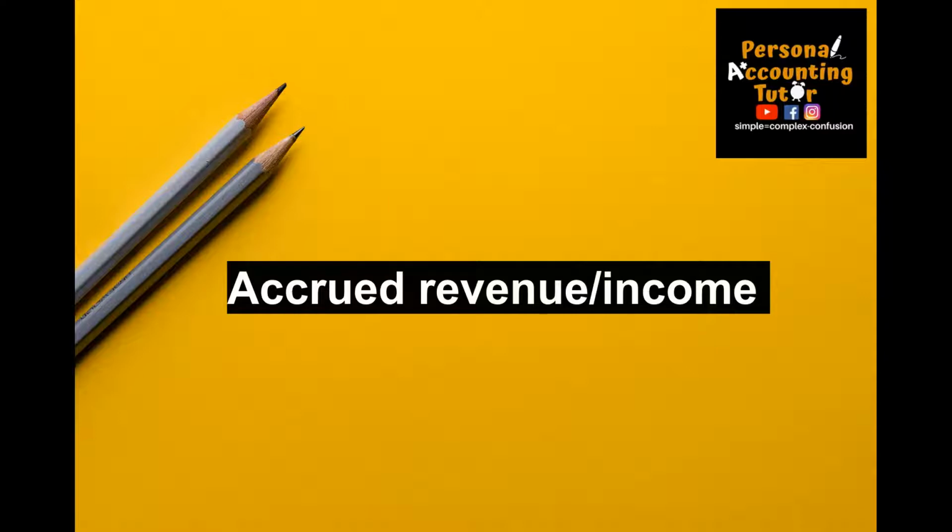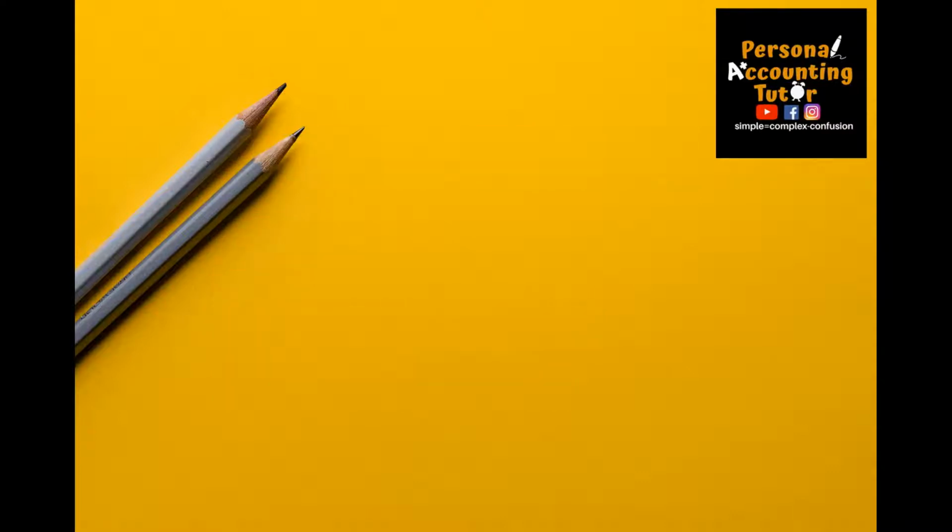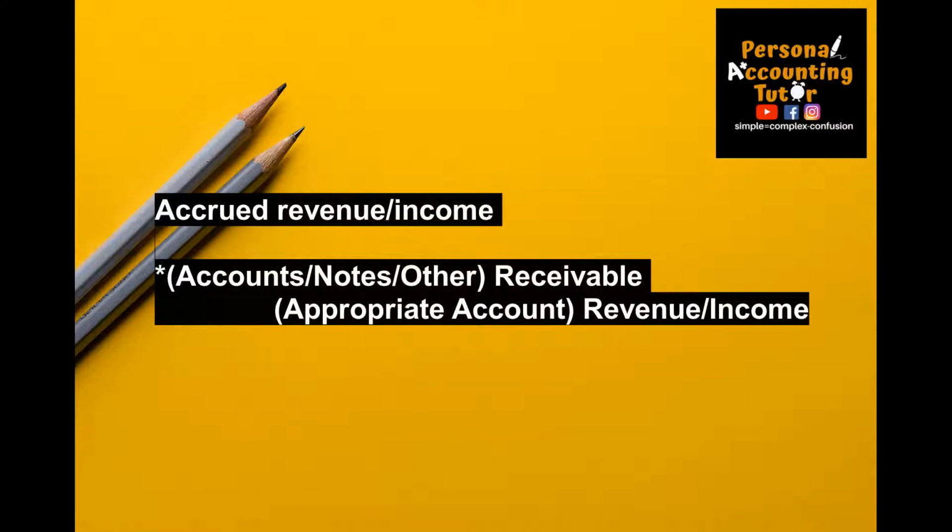Accrued revenue, also accrual of revenue or income, is the case when a company selling goods or services has already earned the revenue, meaning goods or services have been delivered, but it has not yet received cash, money, or other asset from the customer as payment, and most of the time not yet recorded. That's why adjusting entry here will most likely be a debit to a certain or an appropriate receivable account and a credit to a revenue or income account.